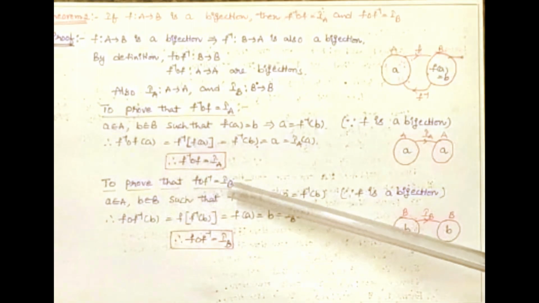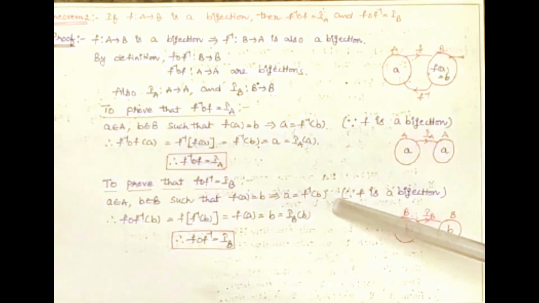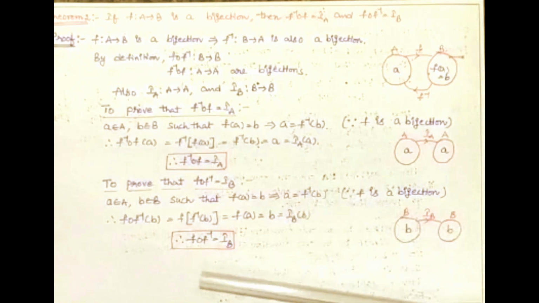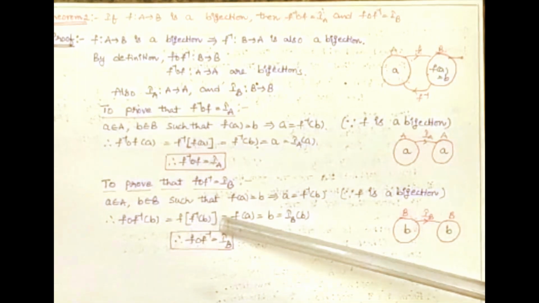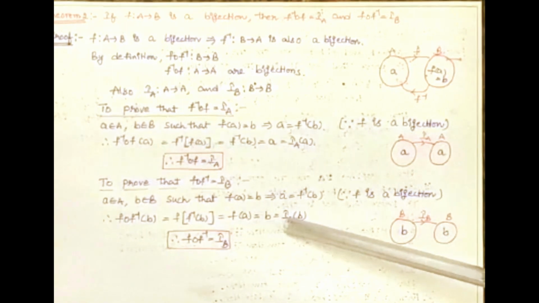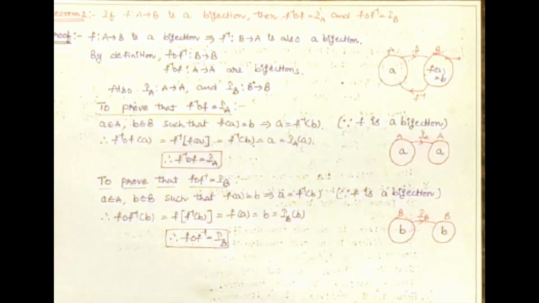To prove that f ∘ f inverse is equal to I_B. a belongs to A, b belongs to B such that f(a) is equal to b implies a is equal to f inverse(b). We know this definition. Now I am taking f ∘ f inverse of the element b, that is f(f inverse(b)). Now f inverse(b) can be written as a, that is f(a), which is equal to b, that is equal to I_B(b). Therefore f ∘ f inverse is equal to I_B.